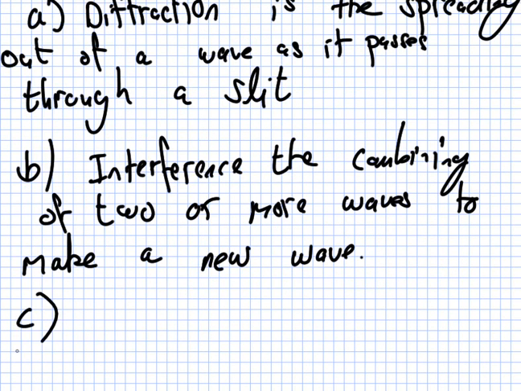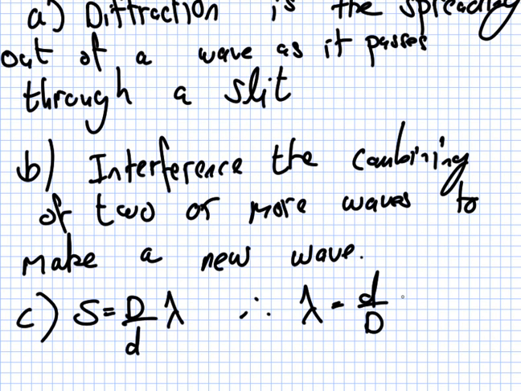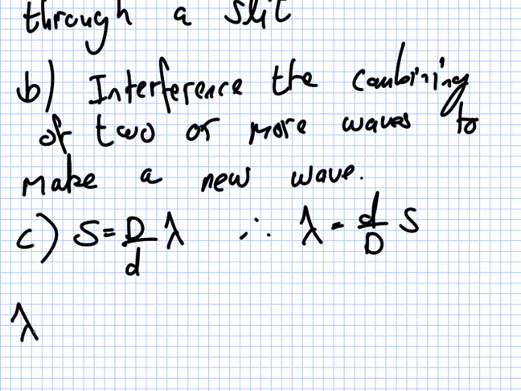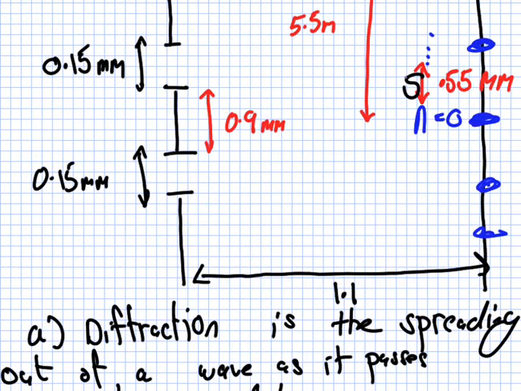Right, part C, they want the wavelength. So we can use the formula. I gave you the formula. What is it? Read it out to me. S equals big D over small d lambda. So therefore, lambda equals small d over big D times S. So we need to put in our numbers. The big D is 1.1. And the S is 0.55.